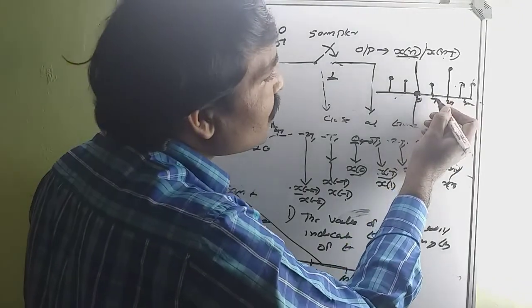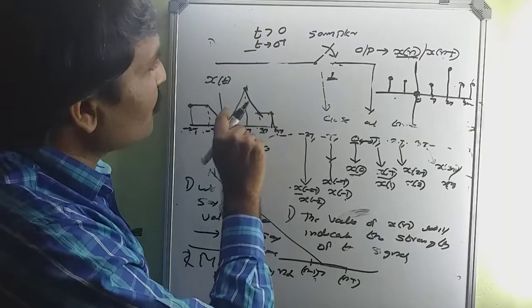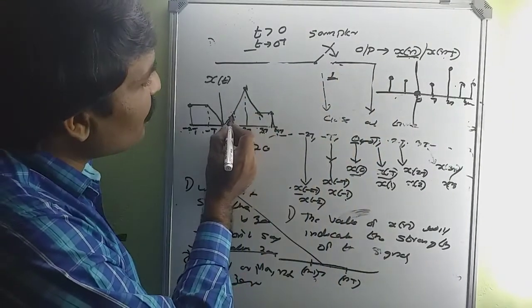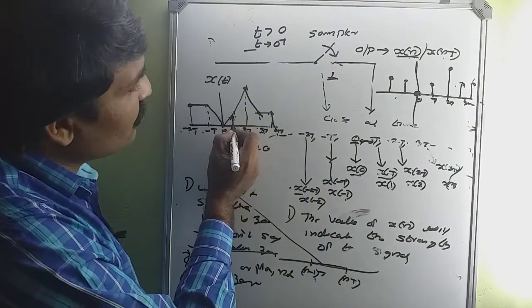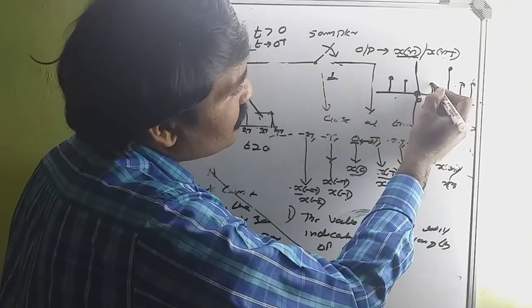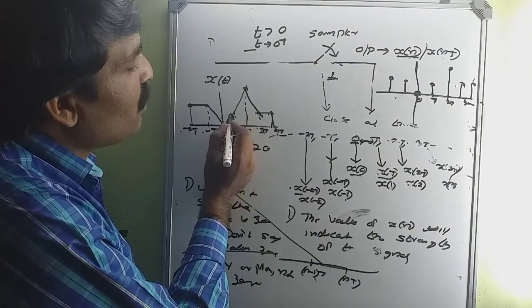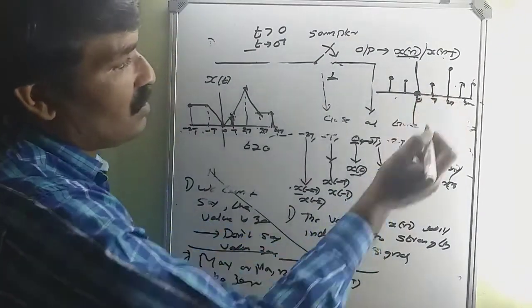At the time instant t equal to t, again the switch will close. So the signal will pass. At that instant, the value of the signal is this. This is the value of the continuous time signal. So we get an impulse having strength equal to the corresponding continuous time signal.